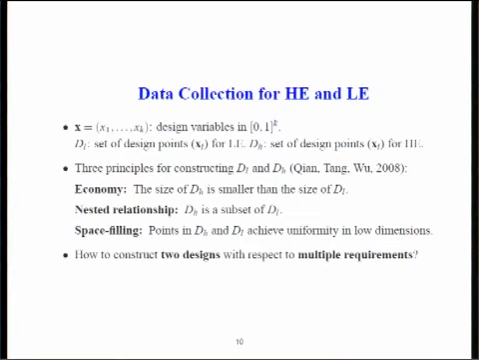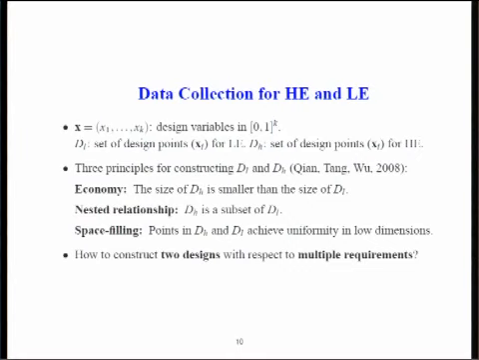Before I introduce more, let me give you some definitions and notation. Here I'll consider X as the input variables or design variables, and assume each one of them is in a small interval between 0 and 1. I use DL to represent the design set for LE, and DH to represent the design set for HE. So we have DL and DH. What we need here is a design for DL and another design for DH. In order to get a good design, we need to have some kind of principle first.